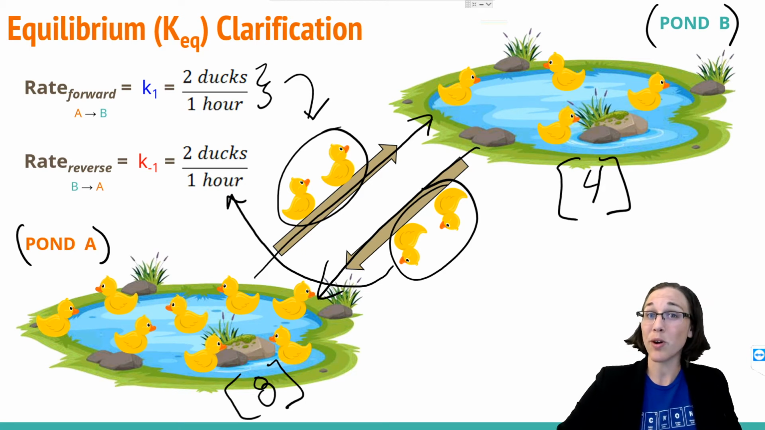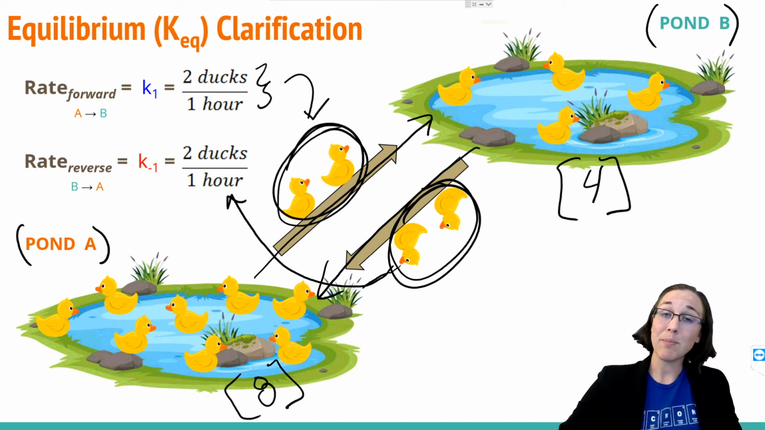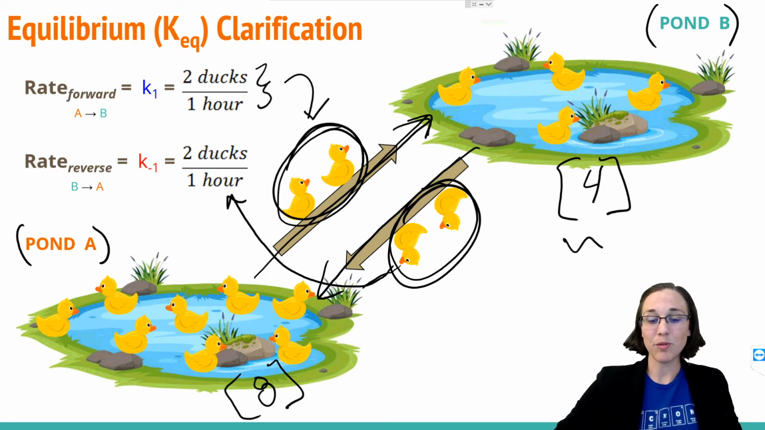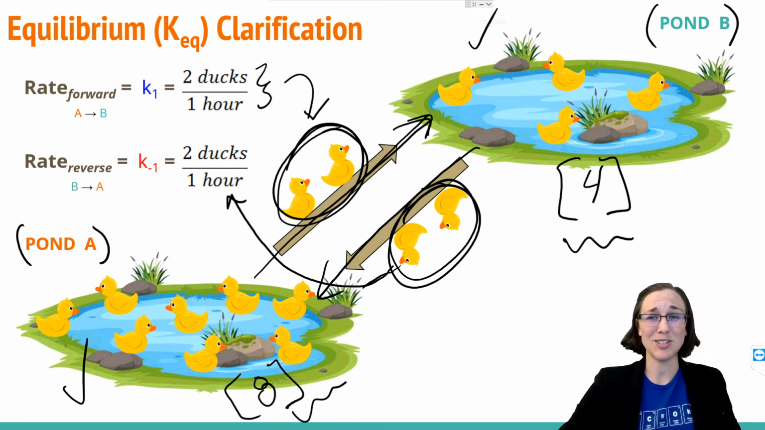There's 2 ducks per hour. And if 2 ducks leave pond B and go to pond A, and 2 ducks leave pond A and go to pond B every single hour, the concentration will remain the same. We're still going to always have 4 duckies over here every hour, and 8 duckies over here every hour. Albeit not the same exact duck, but let's just assume they were all clones of each other, I guess?